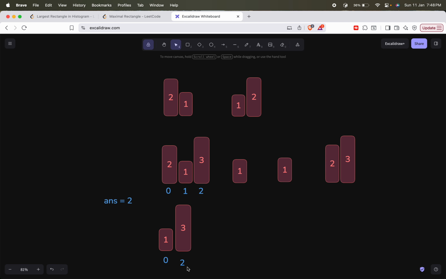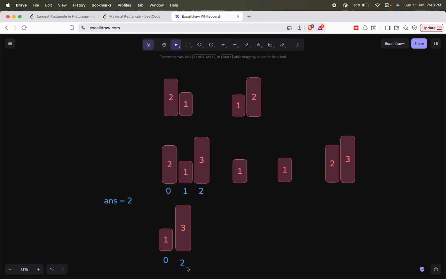Okay, that is what I'm doing. I just defined a variable called start, which will tell me the current bar's effective start, or relative start. So I'm just updating my start with the index of the popped bar.